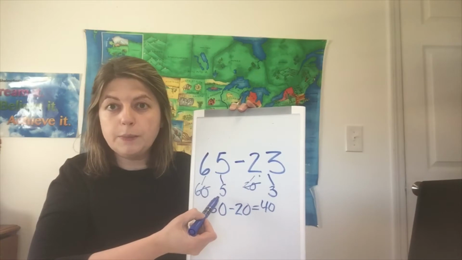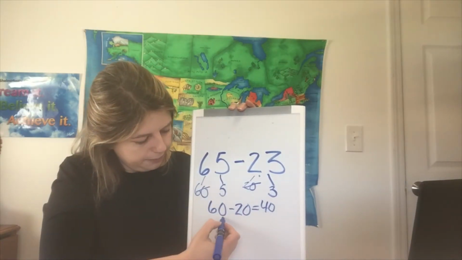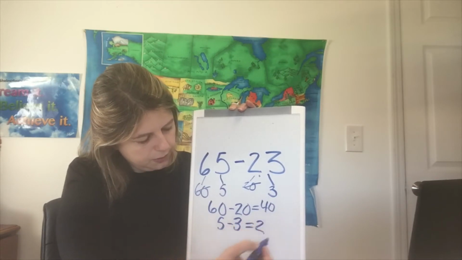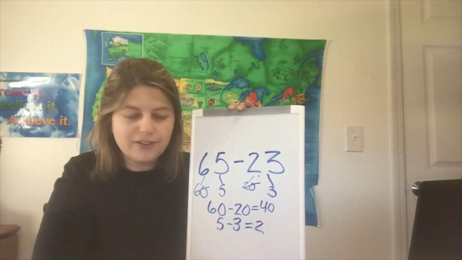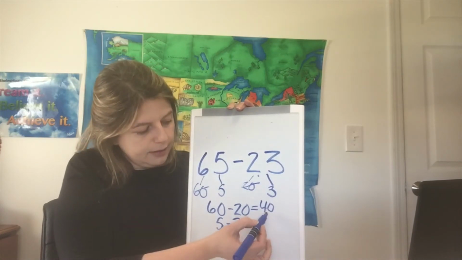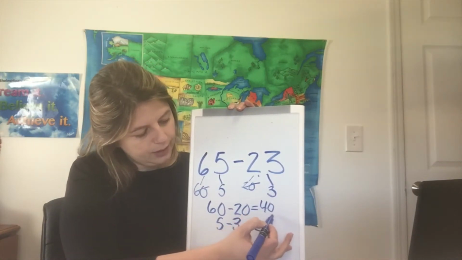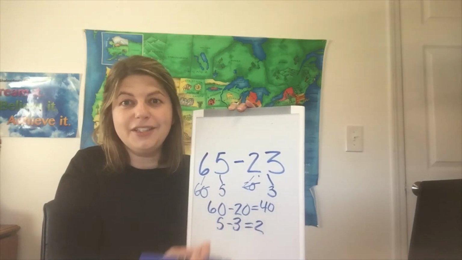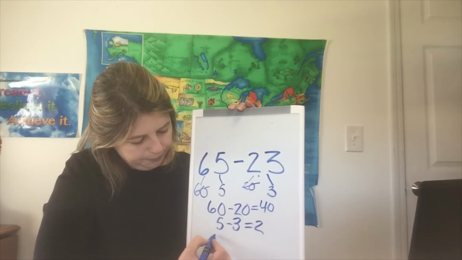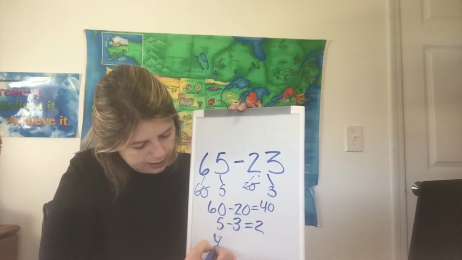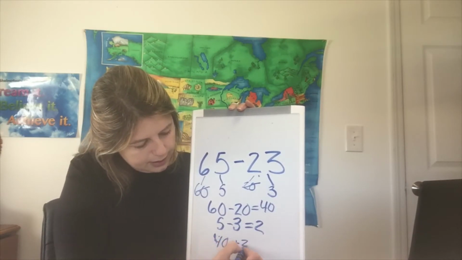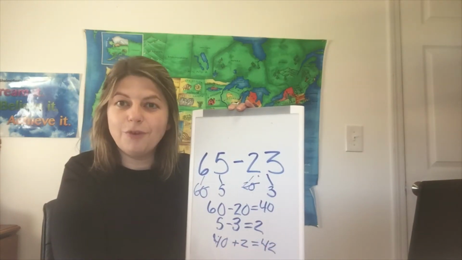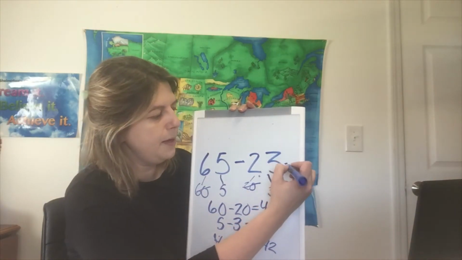Now I'm going to subtract the ones place. 5 minus 3 equals 2. I'm not quite done yet though, because now I need to take the two differences I got from subtracting and actually add those together to get the answer. So I have 40 plus 2 equals 42. And 42 is my answer, and I can put that up there. 42.